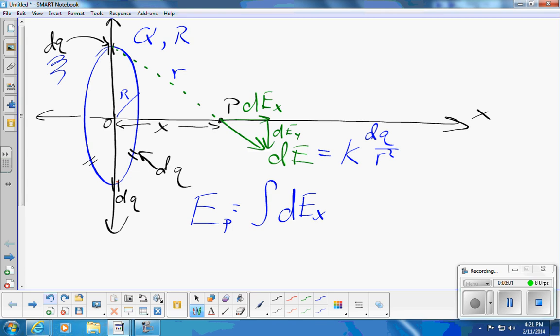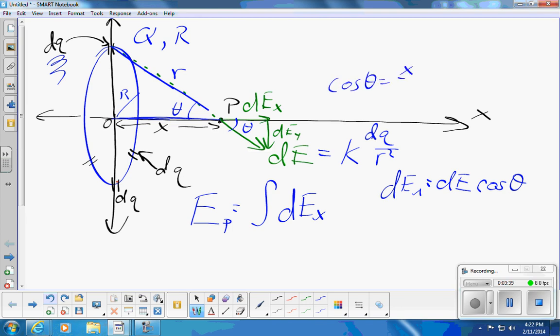And then, to get the x component, I say that's theta, and the x component is dE, that stuff we already wrote, times cosine theta. And theta, of course, is hiding over here because those are vertical angles, the two thetas that I just drew. And so cosine theta, because I don't want to be introducing another variable here, cosine theta is, last time I checked, adjacent over hypotenuse. Adjacent is x, hypotenuse is r, and so cos theta is x over r.